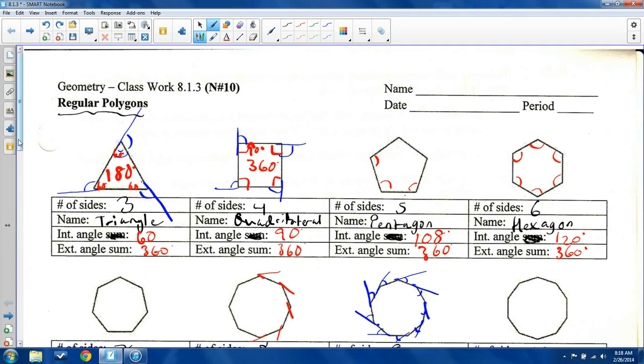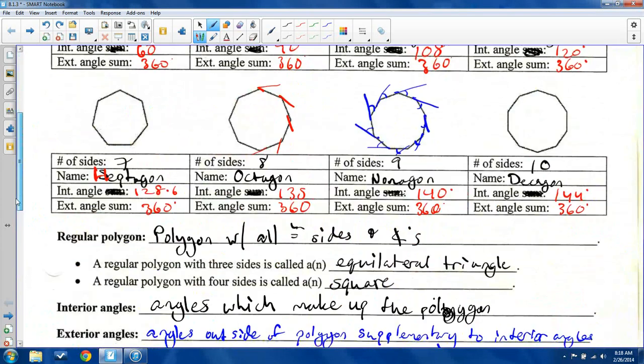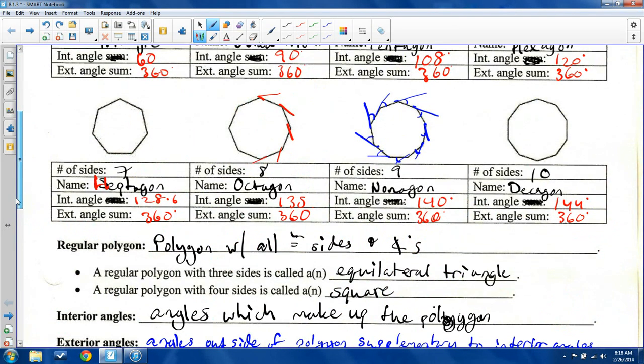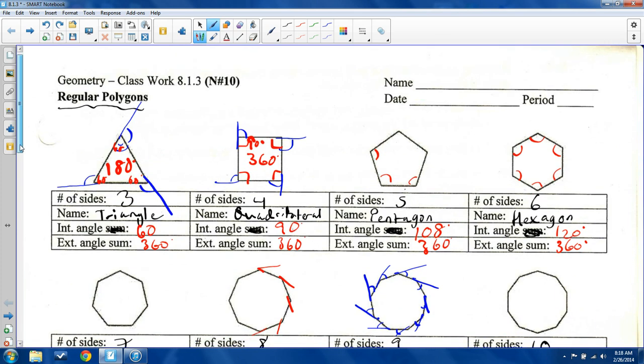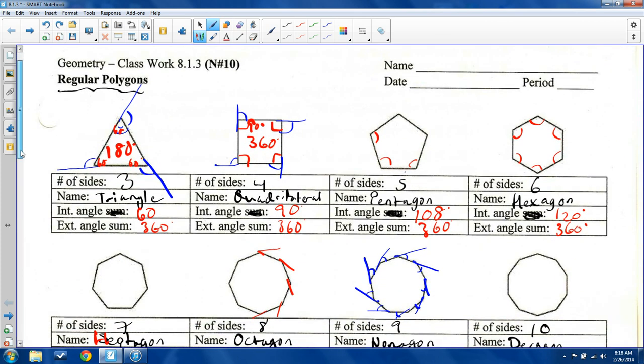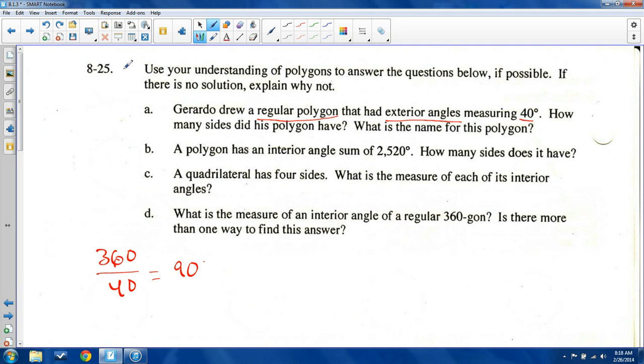hang on a second, I want to go back. If you take 360 divided by 40, that will tell you the measure. Wait, did I say that right? Let's see. 40, 360, 40. Time out. Okay, timing. Okay, sorry about that.